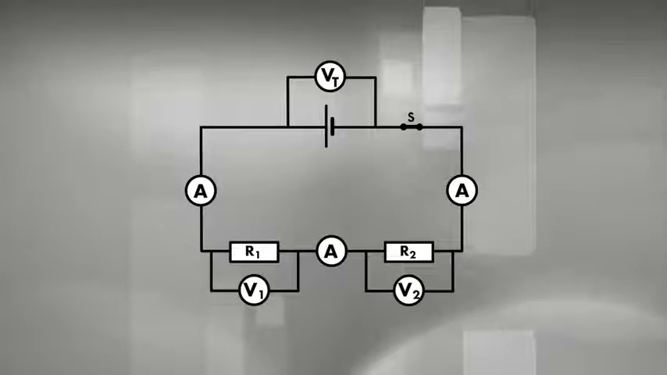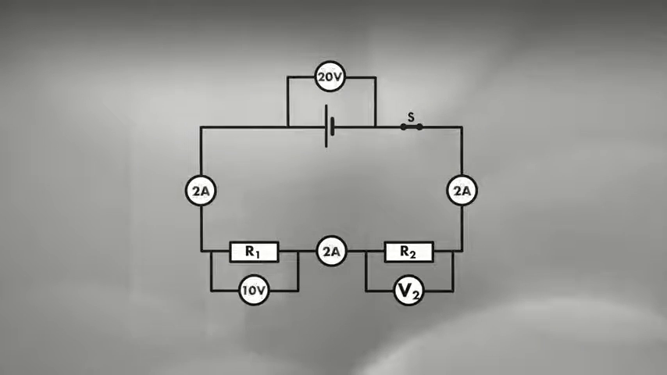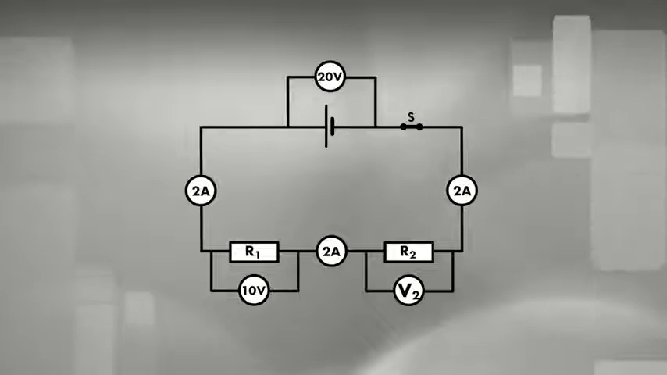When the switch is closed, the reading on the ammeter is 2 amps. That tells us that 2 amps passes through the cell, the switch, the ammeter, and the 2 resistors when the switch is closed. Voltmeter 1 reads 10 volts, and the voltmeter across the cell reads 20 volts. So what is the potential difference across the second resistor?